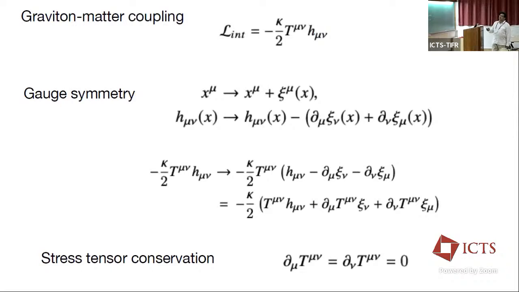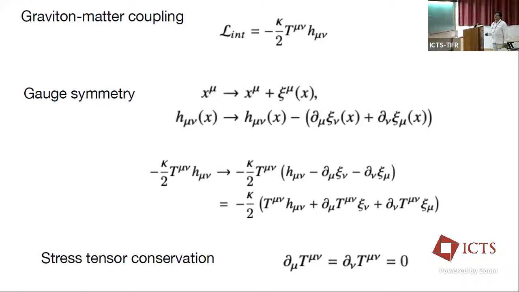So basically the gauge symmetry, there is a general covariant symmetry, this one, where you can change x^μ to x^μ plus any function of x^μ. Then the metric h_μν changes as a tensor, so that changes like that.